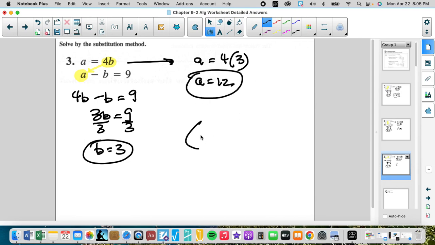When we write coordinates, we write them in alphabetical order. So we do our A value, then our B value.